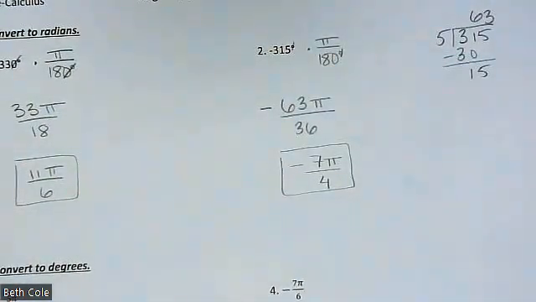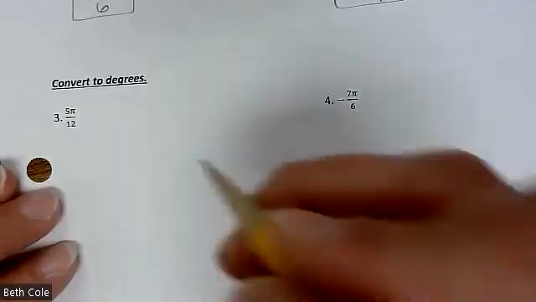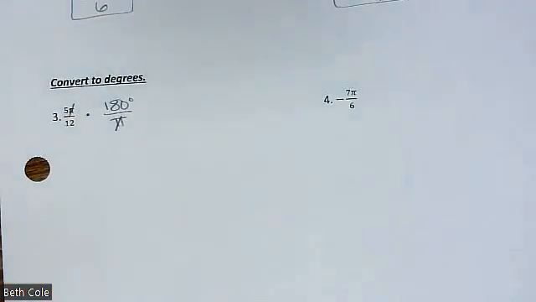Did you guys get through 3 and 4? Do you want me to just go and do 3 and 4? Okay, and then I'll pause it again and let you keep working. All right, so for these ones, it's backwards. You're going to multiply by 180 over pi so that the pi's cancel. So you almost can't mess it up. Like if you get it the wrong way, they're not going to cancel.